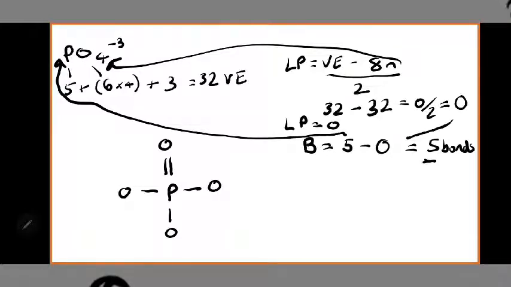So we know the single bonds will have 6 dots on each one: 1, 2, 3, 4, 5, 6. Because it's a double bond, we're only going to have 4. Now, there is the Lewis structure. Now, how do we know this is correct?